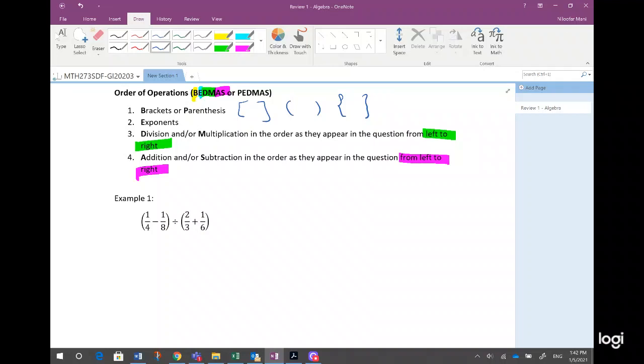Okay, if I give you division and subtraction, which one comes first? Of course, division. If I give you multiplication and addition, which one comes first? Multiplication. Division and addition, division is first.